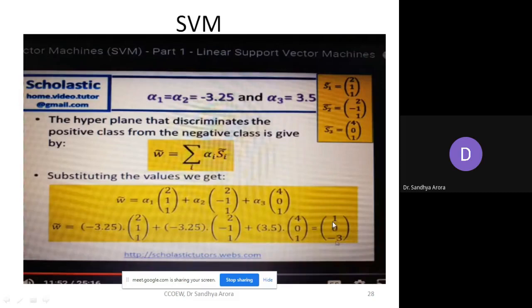You will get the values 1, 0 and minus 3. You will get only one vector. You multiply each alpha with its whole vector, and you will get these three vectors. Add the values and you will get 1, 0 and minus 3. So what is your plane equation? Your plane equation is W1.